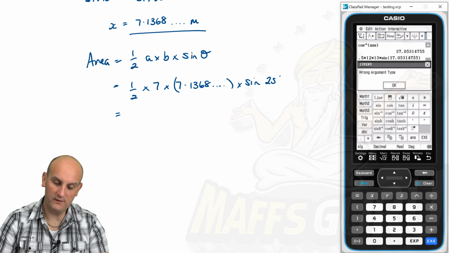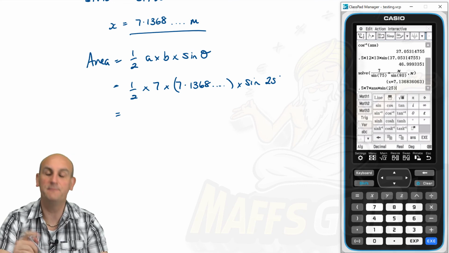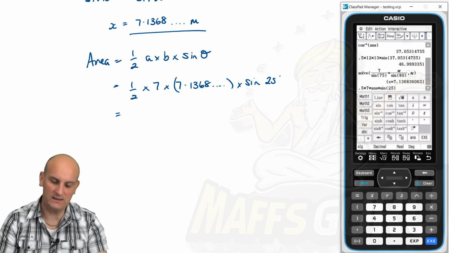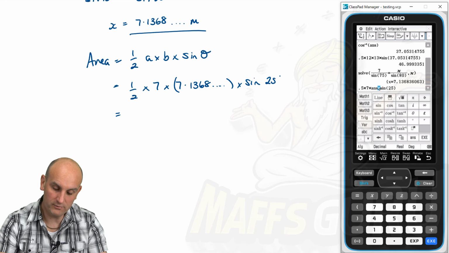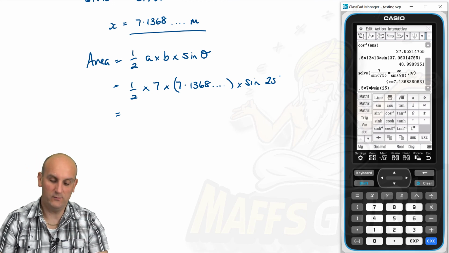Close and hit enter. And it says wrong argument type. So what on earth have I done here? Okay, now this has happened to me before. And the annoying thing with these calculators is I can't actually use my previous answer, because it's actually got that x in it. That's frustratingly annoying, but anyway, we told it to solve for x.